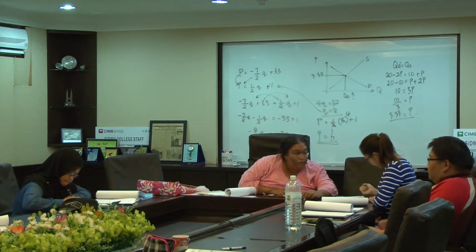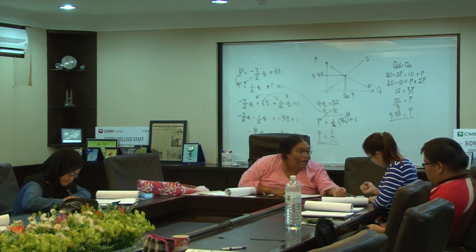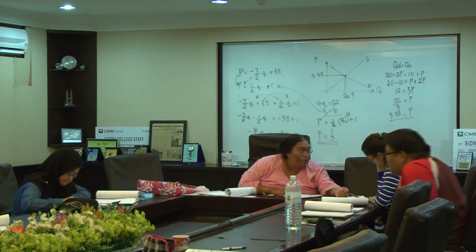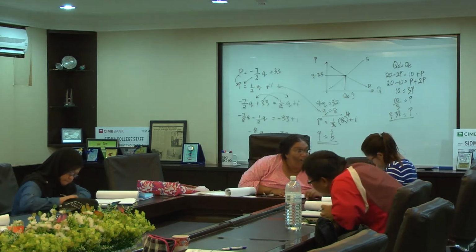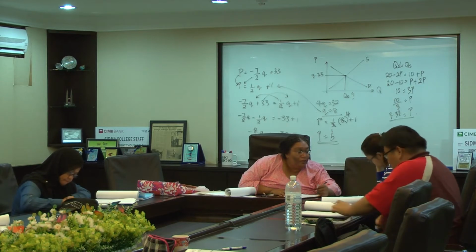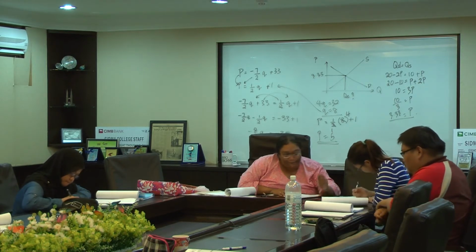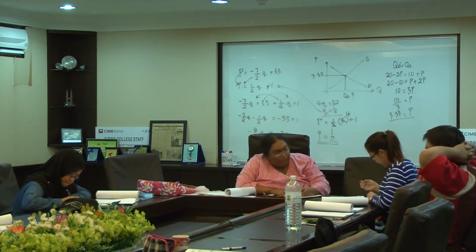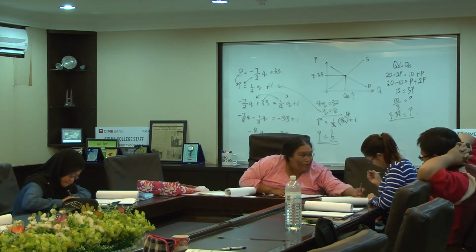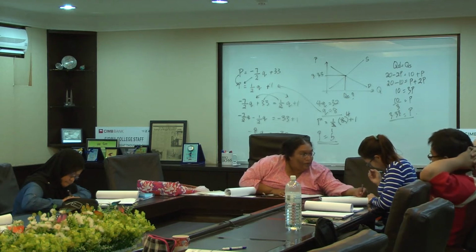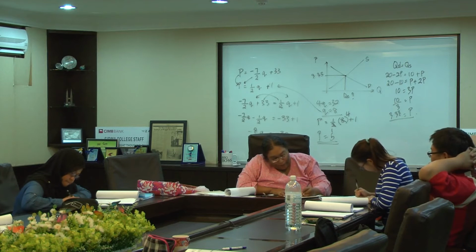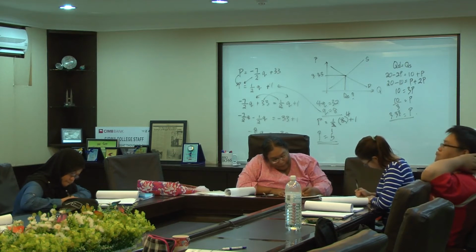equals to hutang RM300, I dah bayar RM80. So you hutang lagi berapa? 220. Okay, 220 equals to 10P, correct or not? So negative boleh hilang. What is 1P? 220 divided by 10. P is 22.